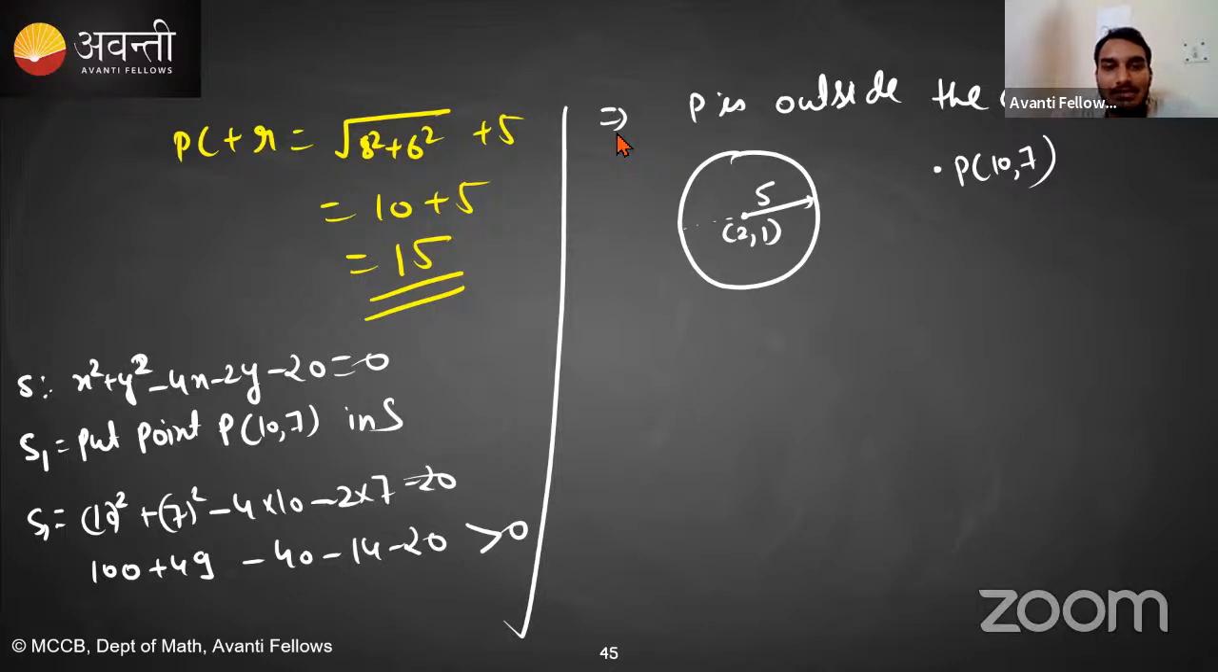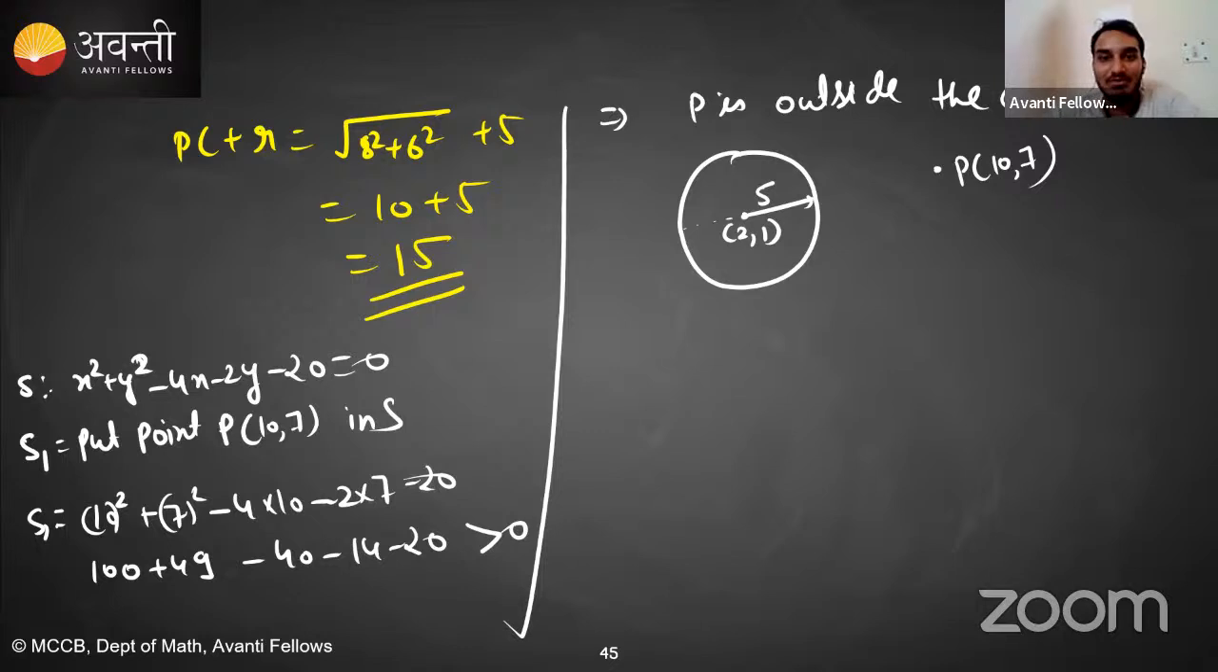One way is that you put the point P in the circle and check whether it is positive, negative or 0. If it is positive, then it is lying outside the circle. If it is 0, then it is lying on the circle. If it is negative, then it is lying inside the circle. But I just want a different way. Is it possible?